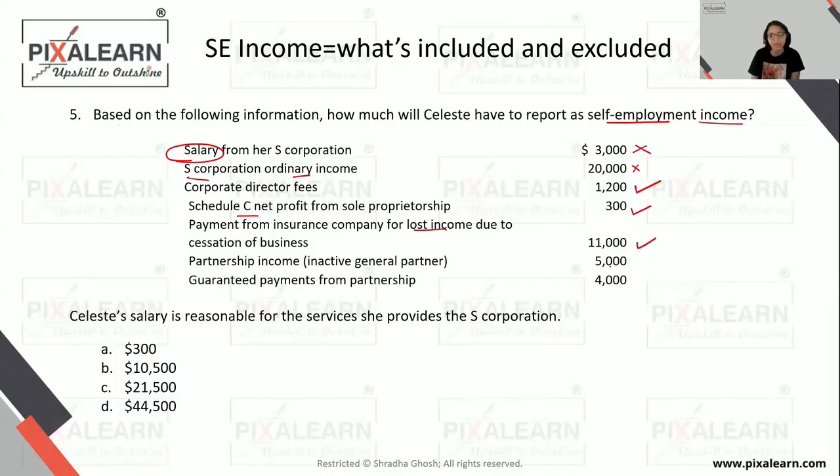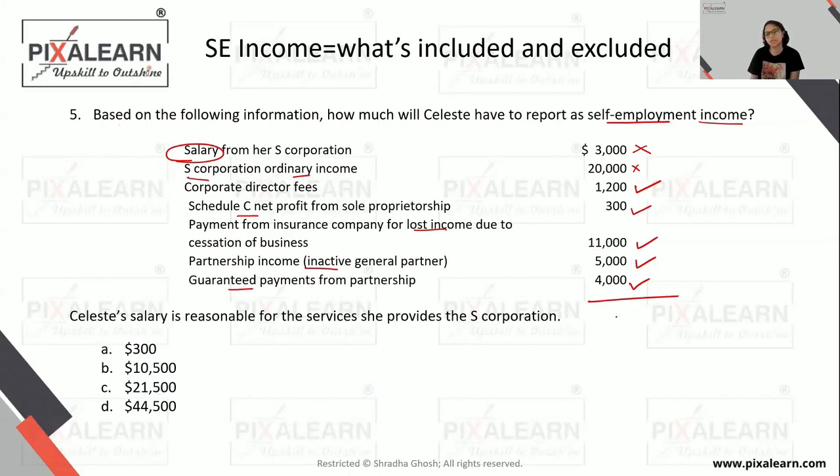This is taxable, guys. Partnership income, I don't care whether it's an active or an inactive general partner, I will still be including it as a part of my self-employment income. Guaranteed payments, maybe even from a limited partner, I will still include. Add all of this and give me the answer.